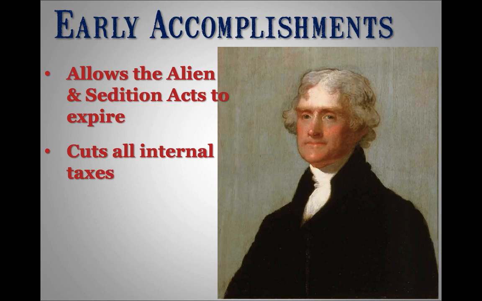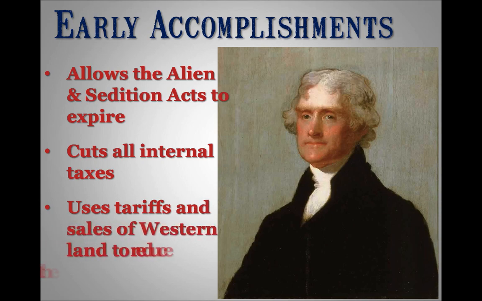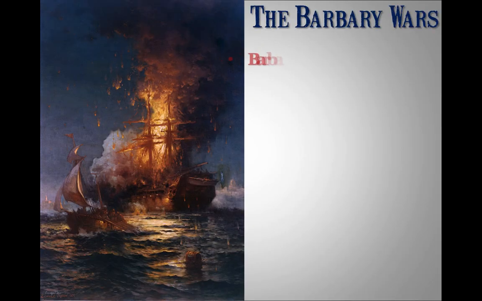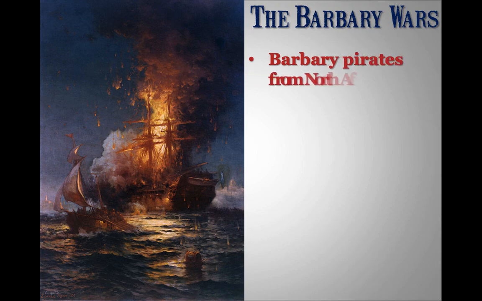He also cuts all internal taxes. Internal meaning inside, external meaning outside. So internal, he didn't like the idea of federal taxes, so he cuts those, doesn't think they're going to help people out. And then he also uses tariffs and sales of Western land to reduce the national debt. So tariffs are taxes put on trades, and he was also selling some land in western parts of the United States to help pay for some of the national debt. Then we have what are called the Barbary Wars.